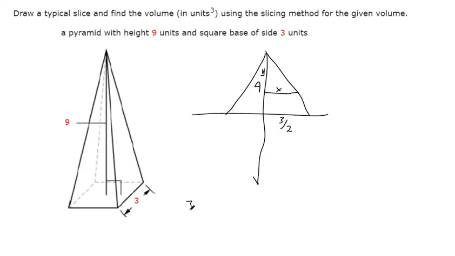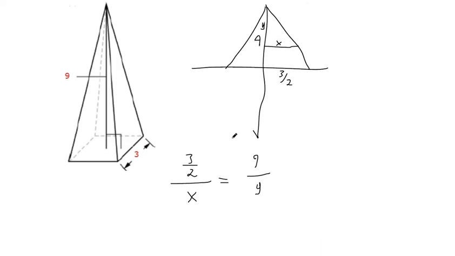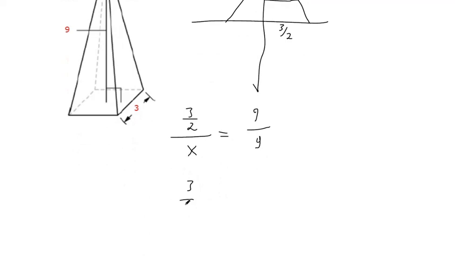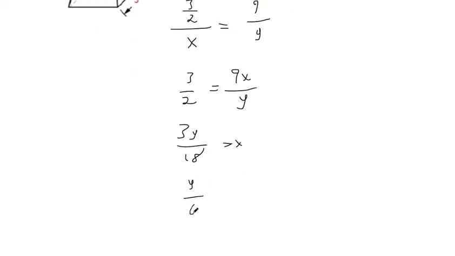We don't know which one's bigger or smaller at any point, so we'll just say the horizontal side of the big triangle, divided by the horizontal side of the smaller triangle, should equal the vertical side of the big triangle, divided by the vertical side of the small triangle. And remember, we're trying to come up with a formula for x. So we want to solve this equation for x. I'll multiply x to both sides, and then I'll multiply both sides by y over 9. And then simplifying that fraction, that's y over 6.